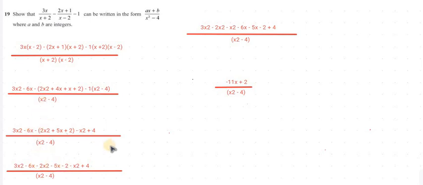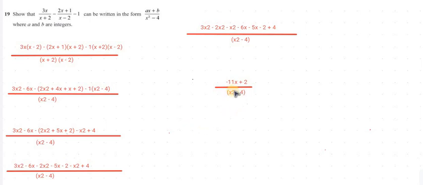Okay, from there, collecting like terms, so 3x squared minus 2x squared minus x squared. That's 3x squared minus 3x squared. That's 0, so that goes. Minus 6x minus 5x, that's minus 11x. Minus 2 plus 4 is plus 2. And at the denominator, x squared minus 4. So we have that form, ax plus b divided by x squared minus 4.